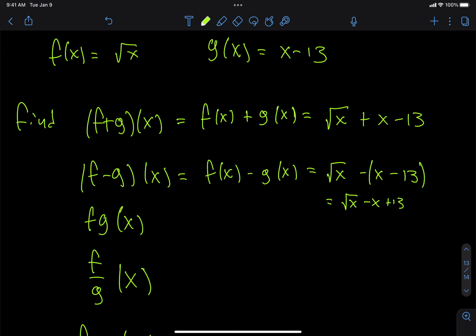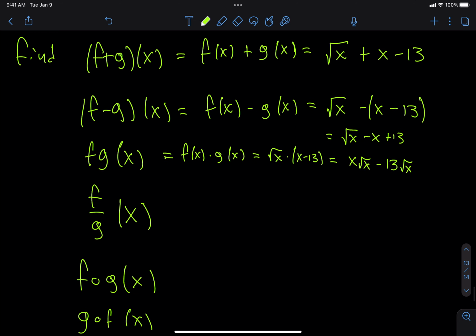All right. How about fg of x? What should I do for that one? Yeah, I just take f of x and g of x and I multiply them. So what do I get? I get square root x times x minus 13, which if you distribute it out, you get x root x minus 13 root x. Okay, so that's that. How about if I divide them? Well, I just divide them. f of x divided by g of x, right? And if I do that, I get square root x divided by x minus 13.